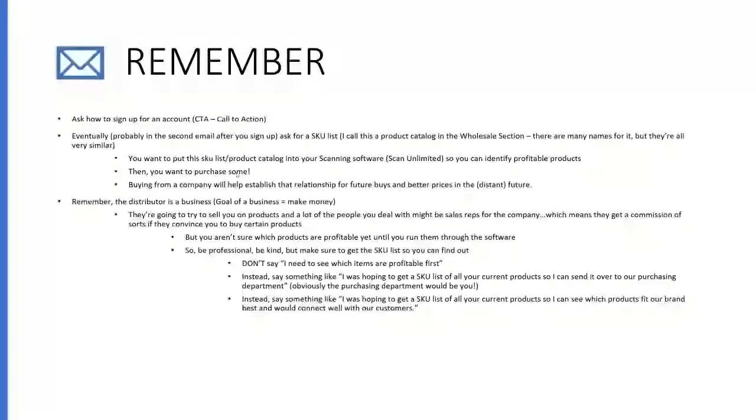And also, at the end of the day, people get caught up with this because they forget that distributors are businesses too, right? The whole goal of a distributor is to make money. That's the goal of a business, okay? And so they're going to try to sell you on products. And a lot of the people that you deal with, if they call you, if they hop on a call with you to walk you through a demo, if they email you back and forth, they're going to try to constantly be selling you stuff, okay? Which means they're going to get a commission of sorts if they convince you to buy certain products. So you need to expect that, right? But obviously you aren't sure which products are profitable until you run them through the software.